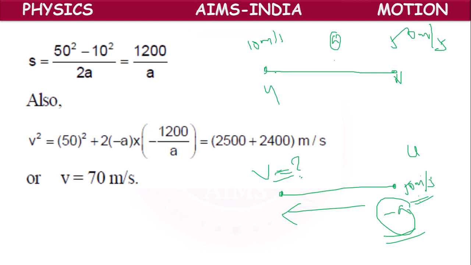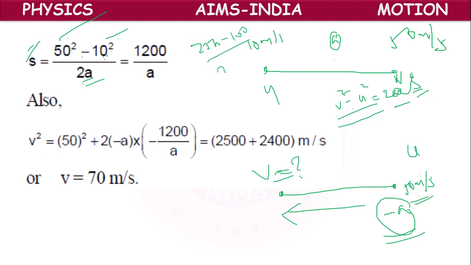So in the first case, we have the formula v square minus u square equals 2as, or s equals v square minus u square by 2a, where v is 50 square and u is 10 square, by 2a. 50 square is 2500 minus 10 square, 100, by 2a. So we get 2500 minus 100 by 2a, or 2400 by 2a, which is equal to 1200 by a. We have got s equal to 1200 by a.